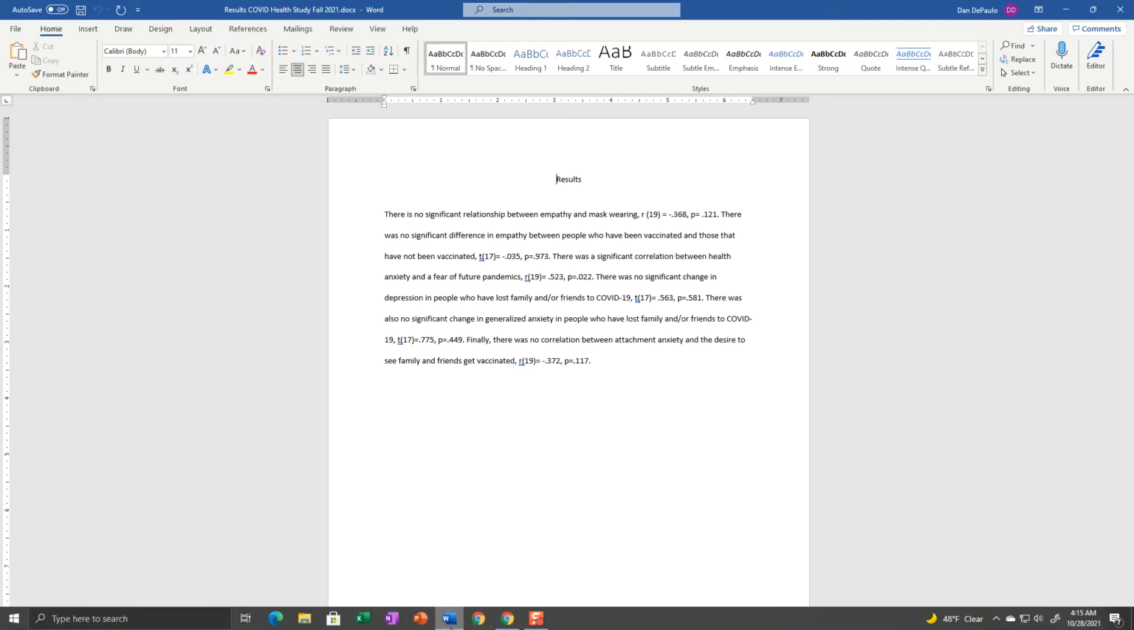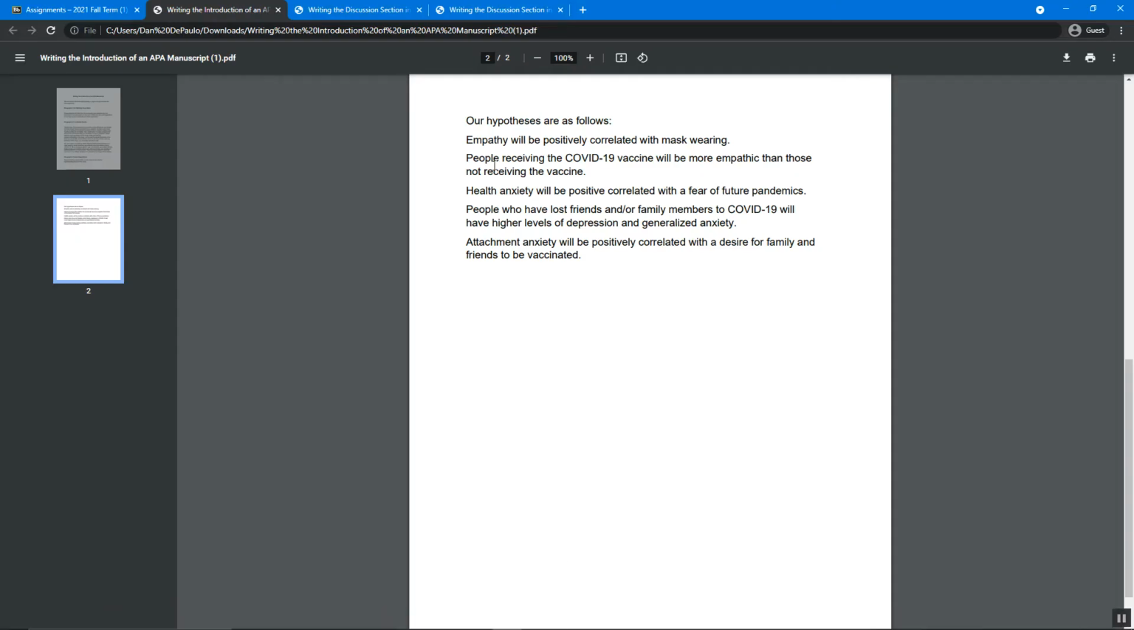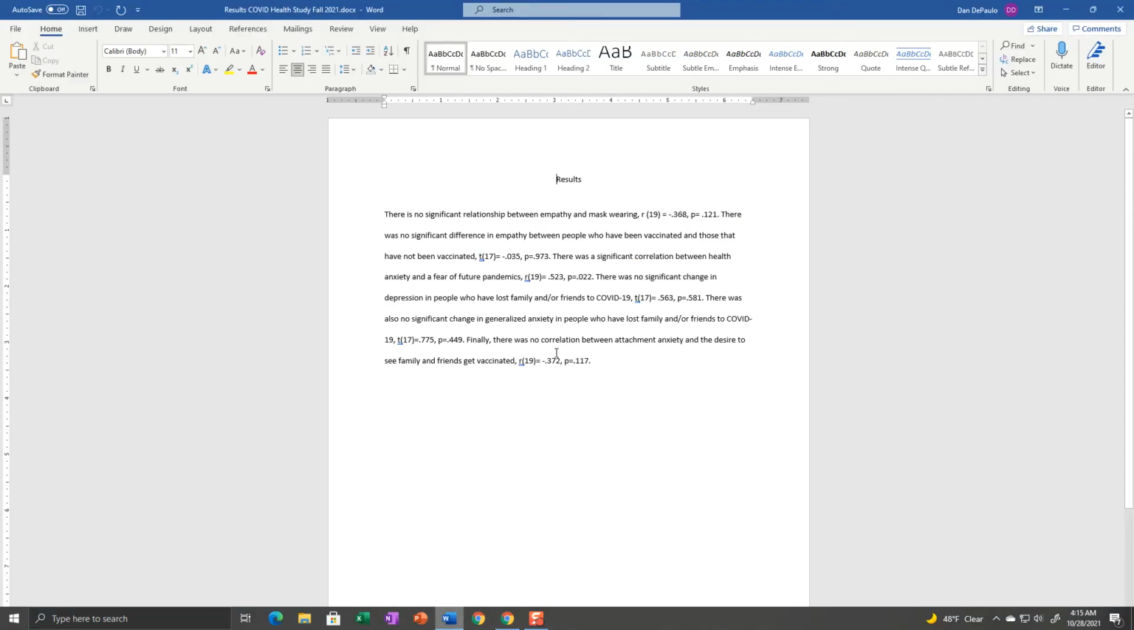Let's look at the second hypothesis. People receiving the COVID-19 vaccine will be more empathic than those not receiving the vaccine. We wanted to see whether people that got the vaccine had higher levels of empathy than those that did not. So what did we find? Let's go back to our results.